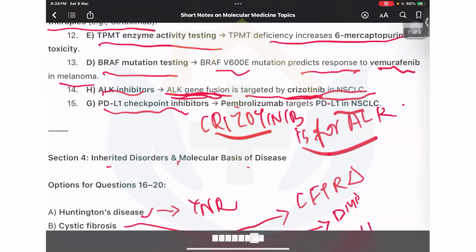Yes, but even though we know the answer, sometimes the options are confusing. I know. Like for example, in cystic fibrosis, I did not stress upon delta 508, did I?